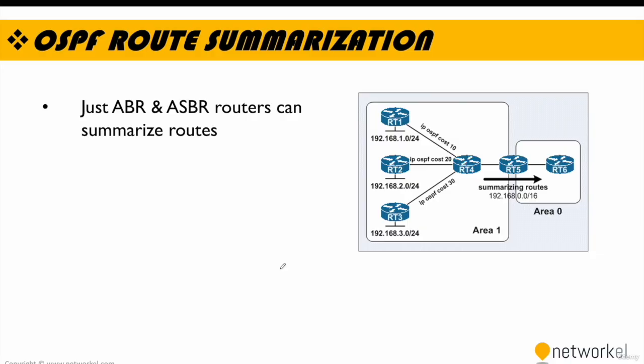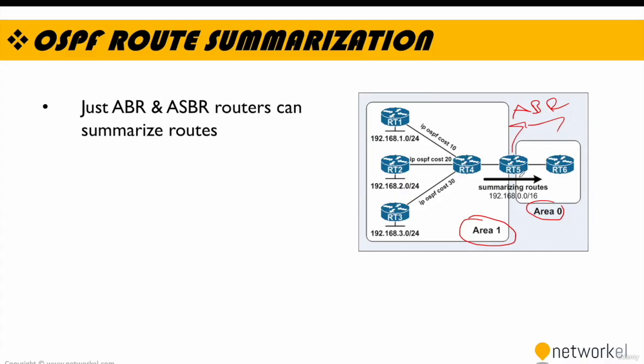When it comes to the types of summarization, we have inter-area summarization, which is performed at ABRs to summarize routes between different OSPF areas. And we have external route summarization, performed at autonomous system boundary routers to summarize the external routes, I mean the routes learned from other protocols. If you look in here, I have area 1 and area 0, and this is my ABR.